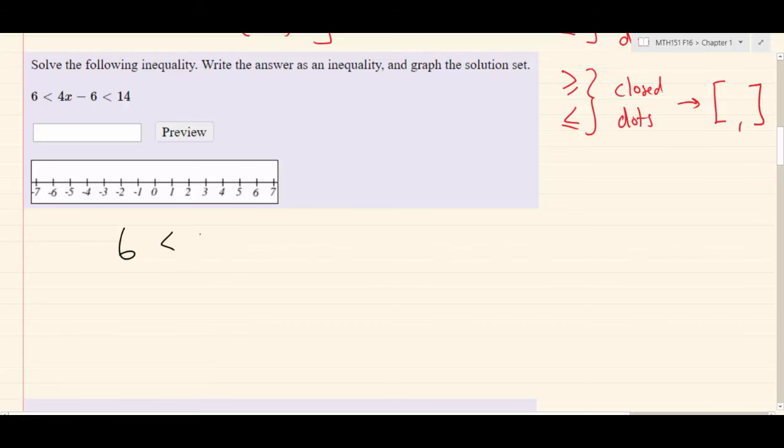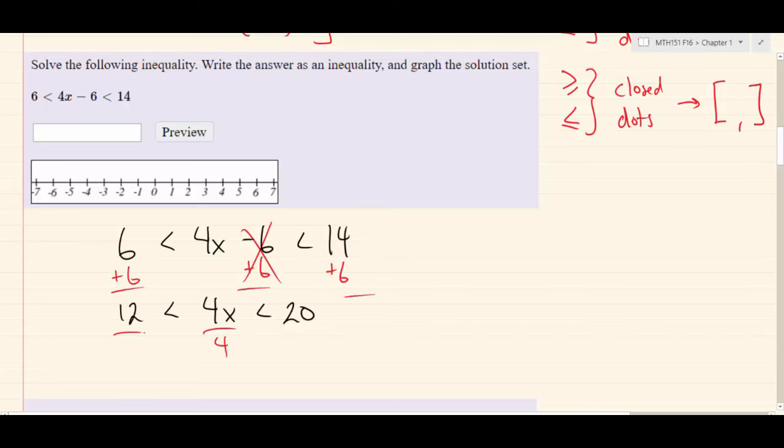6 less than 4x minus 6 less than 14. Okay, so let's add 6 to all three sides. Add 6, add 6, add 6. Divide everything by 4. As a note, if we were to divide everything by negative 4, we would have to flip both inequality symbols. How would you graph this?